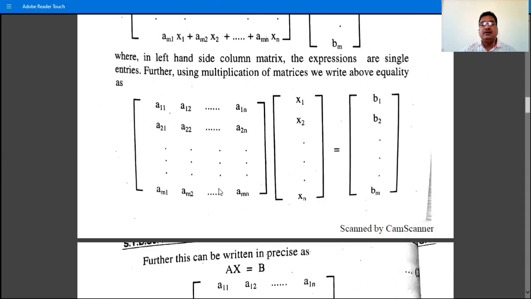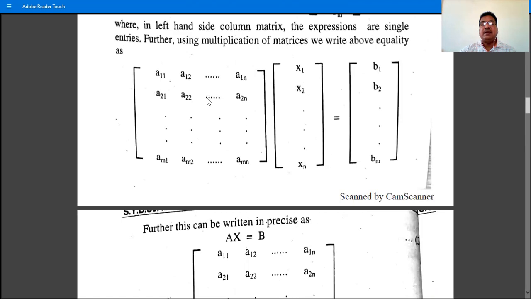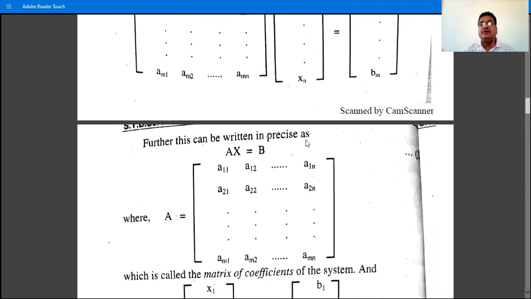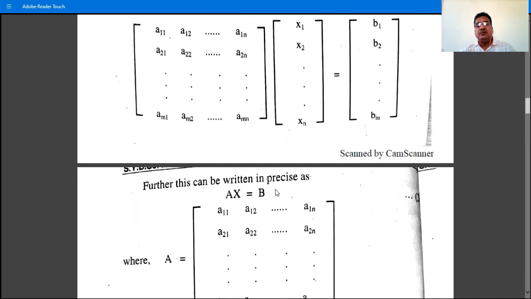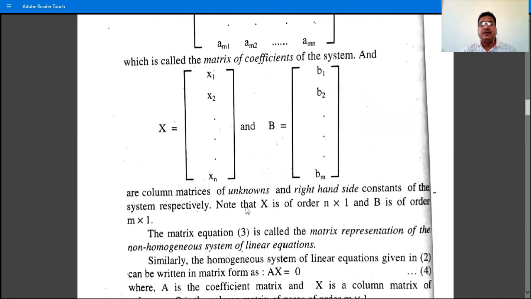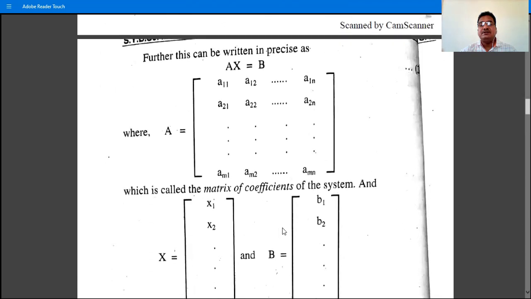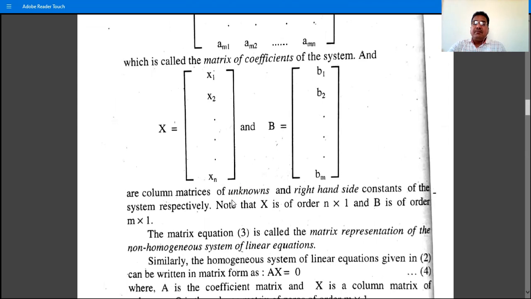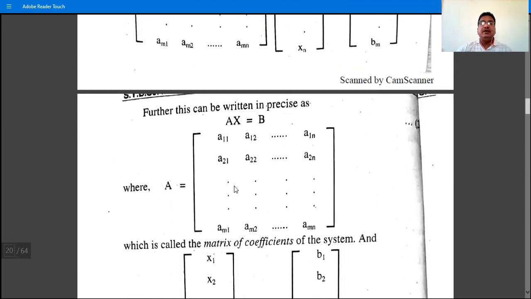We can denote this matrix by, suppose, capital A, this capital X, and this capital B, where A is this matrix, capital X is this matrix, and capital B is this matrix. So AX is equal to B is the matrix form of the system. If the system is homogeneous, then obviously the column matrix B contains all entries equal to 0, that is a column matrix of 0, 0, 0, 0. So this is the matrix form of the system of linear equations.